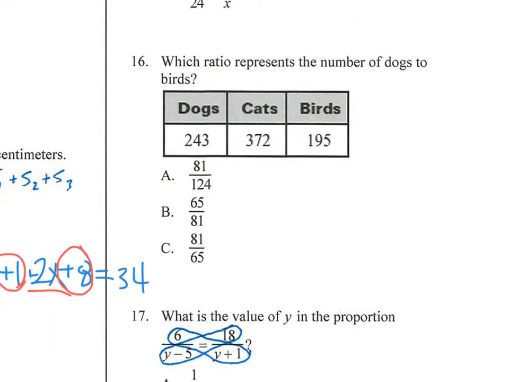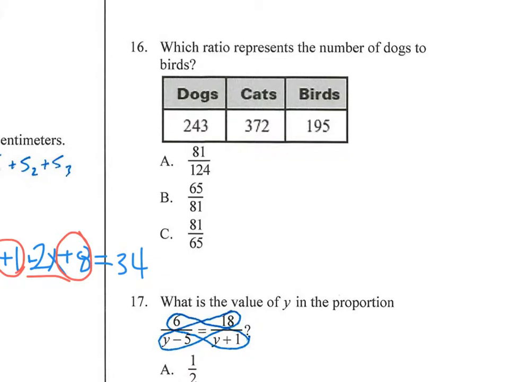Sorry, I goofed on that last one. Okay, which ratio represents the number of dogs to birds? So which of these ratios would be dogs to birds? Notice none of these are the same numbers that you see here. Make it a fraction and simplify it in your calculator.